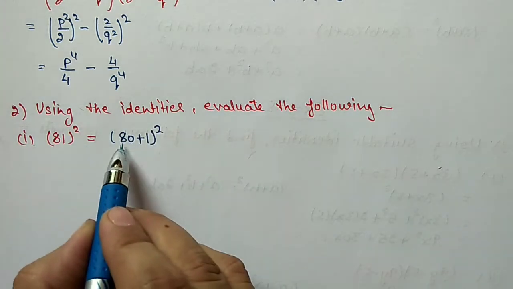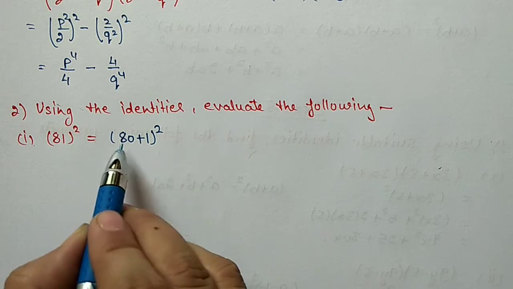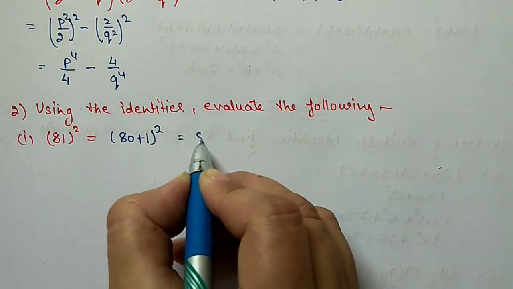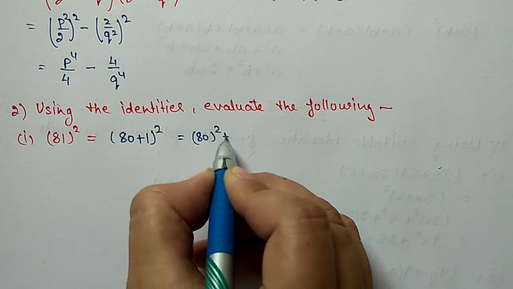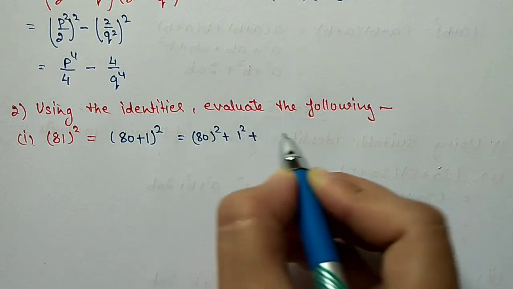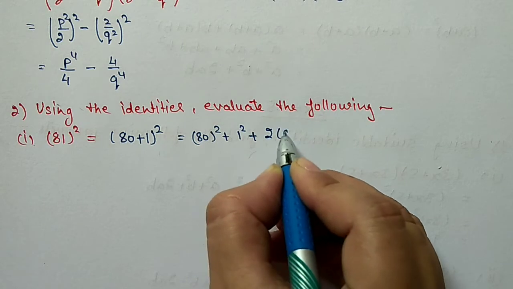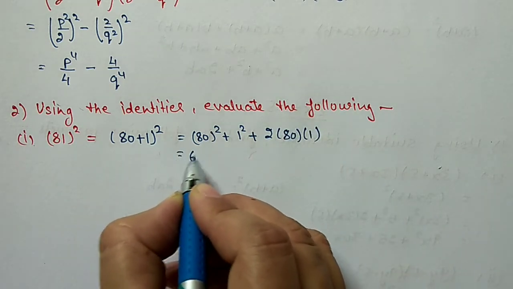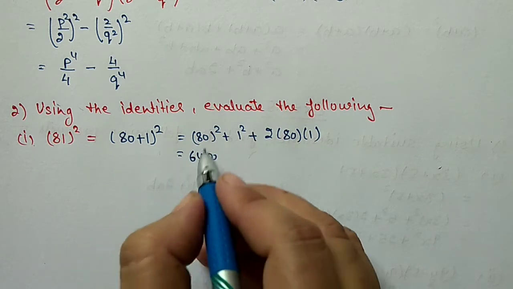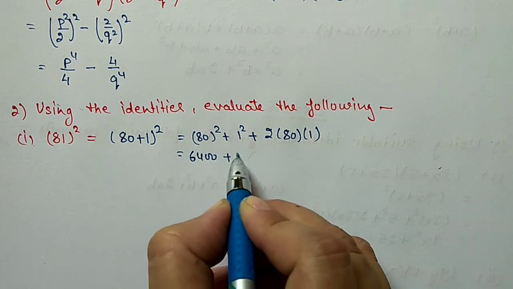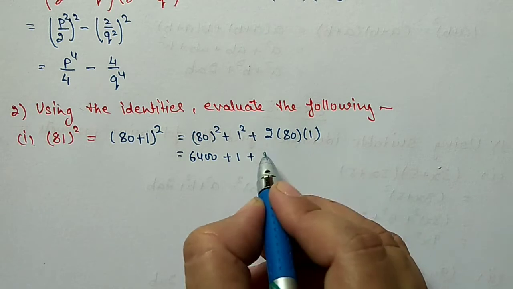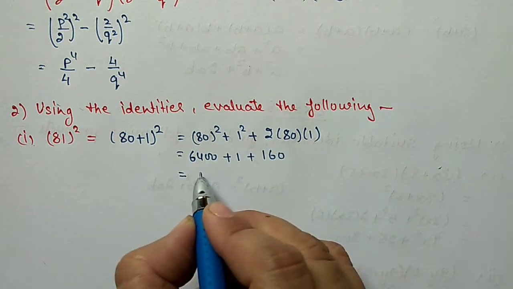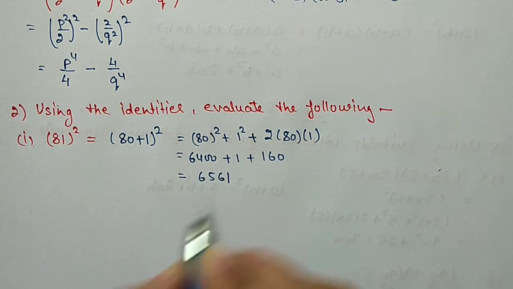Now we can apply here the (a plus b) whole square formula. In place of a we have 80. So it will become a square, 80 square, then b square means 1 square, plus 2ab, 2 into 80 into 1. Now 80 square means 6400, and 1 square means 1, and 2 into 80 will become 160. Now these numbers we have to add, 6561.